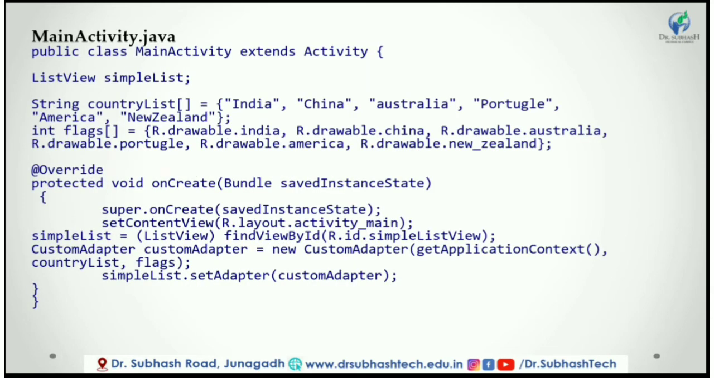In third step, we will use custom adapter to display the country names in UI by coding MainActivity.java. Below is the code of MainActivity.java. Make sure flag images are stored in drawable folder present inside res folder with correct naming.